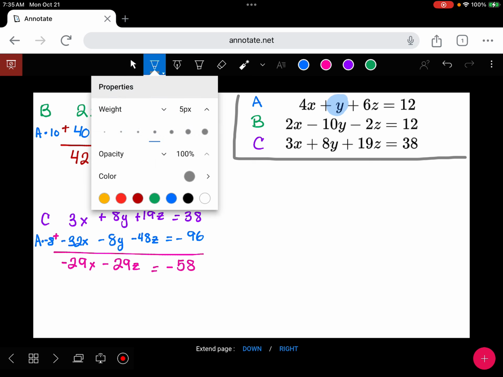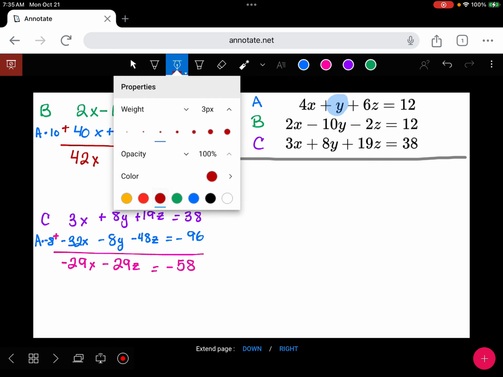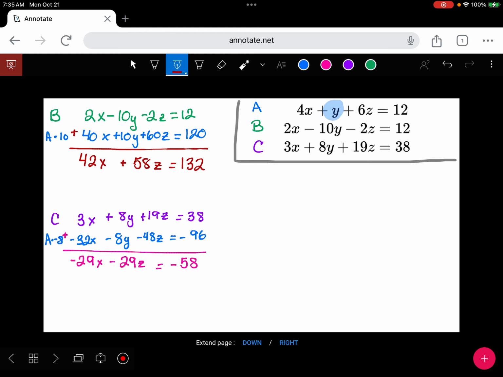Now what we have is I have two leftover equations. Okay, let me take a pause right there. Questions on what I did in either of those two steps? I know we don't really know why yet, but questions in those two steps?